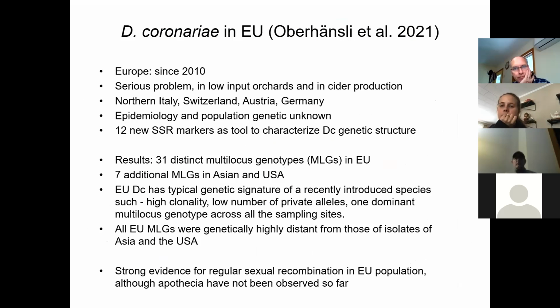So overall, we teamed up also with European researchers. They contacted us to give them the isolates from the United States. And this problem started in 2010 in Europe. And it became a very serious problem because it defoliates trees heavily in organic orchards or low input orchards. And of course, also in cider production there, primarily Northern Italy, Switzerland, Austria, and Germany. It is so important that a lot of researchers work on it there.